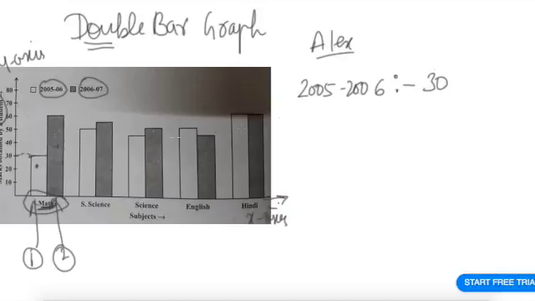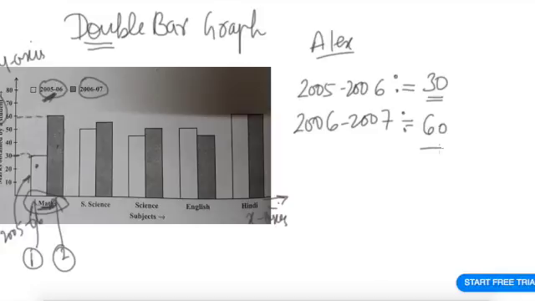The answer is 30. Why? Because this is 2005 and 6. This bar refers to 2005 and 6, and this is 30. He obtained 30 marks in maths. But if you look at 2006 and 7, in that year, how many marks did he get? If you carefully observe, he got 60 marks in maths.